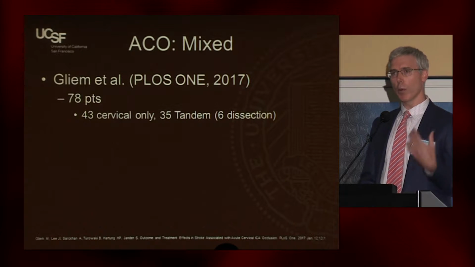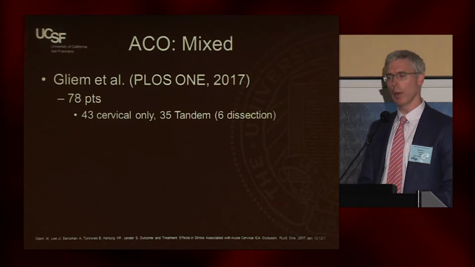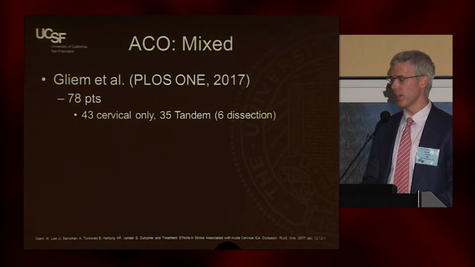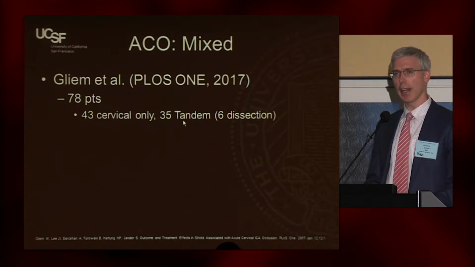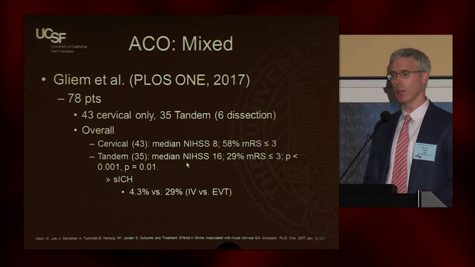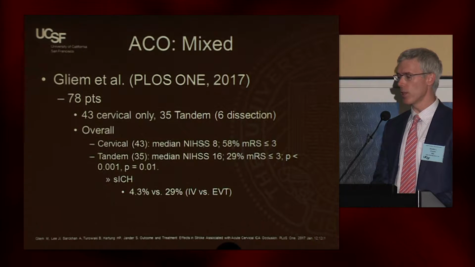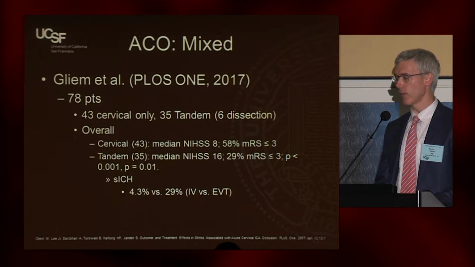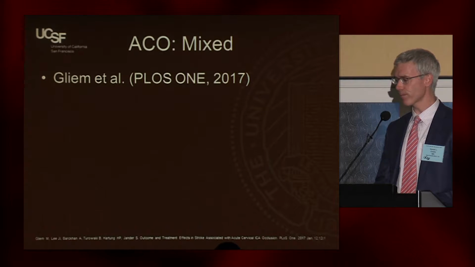So in a more recent mixture of these two patient populations that was just published this year, this is a group of 78 patients. You can see 35 of which were tandem and 43 which were cervical only. Overall, the tandem lesions are going to do much worse, but you can see that the baseline presentation is better in the cervical lesions nonetheless. Again, we have a higher rate of symptomatic bleeding in these patients, but that's in part related to the fact that these patients probably have to receive a secondary antiplatelet agent if they're getting some sort of cervical intervention.